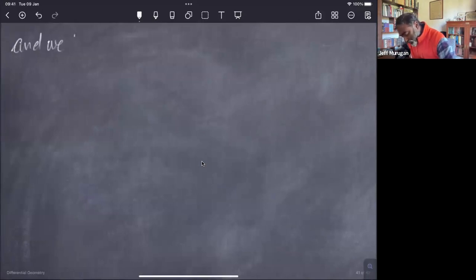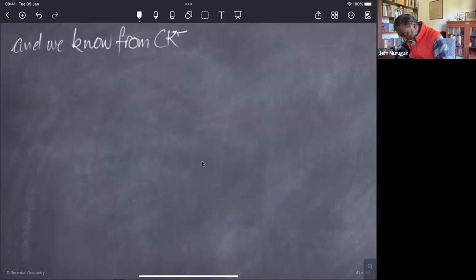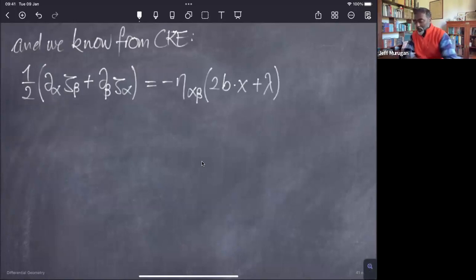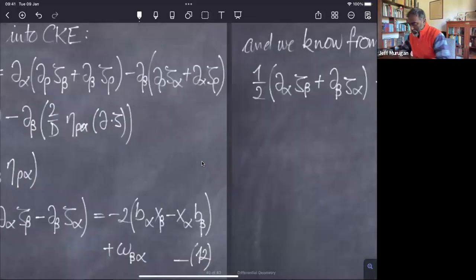So we know from the conformal Killing equation that a half (∂_α ζ_β + ∂_β ζ_α) is minus η_αβ (2 b·x + λ). I'll call this equation 13, I guess.